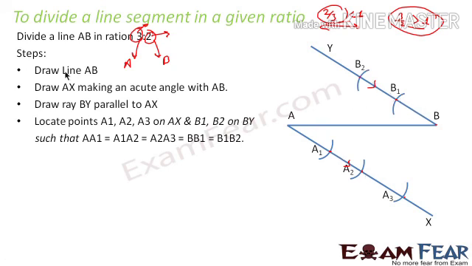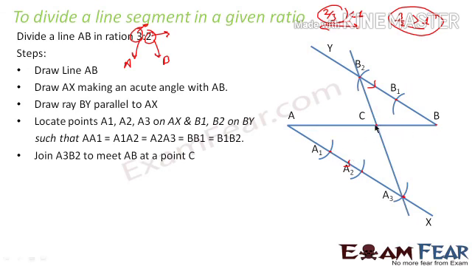So I have A1, A2, A3, B1, B2, such that A1 is equal to A1, A2 is equal to A2, A3 is equal to B1 is equal to B1, B2. All lengths are equal. Now very simple. Since it is 3:2, I'll take 1, 2, 3 this point and 1, 2 this point, and I'll join these points. Correct? I'll join A3, B2. So I join these two. This meets this line at point C. So my C is the point which divides this line in the ratio 3:2. So this is 3x and this is 2x.